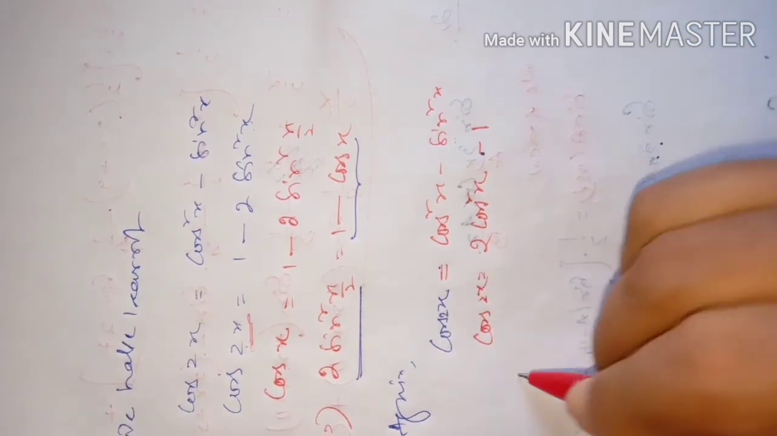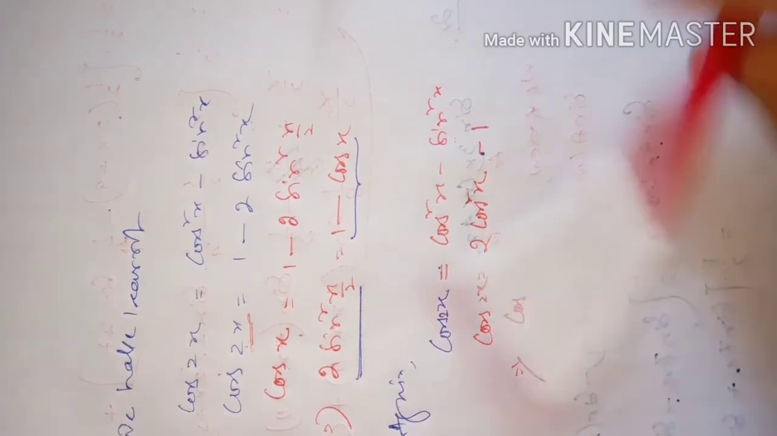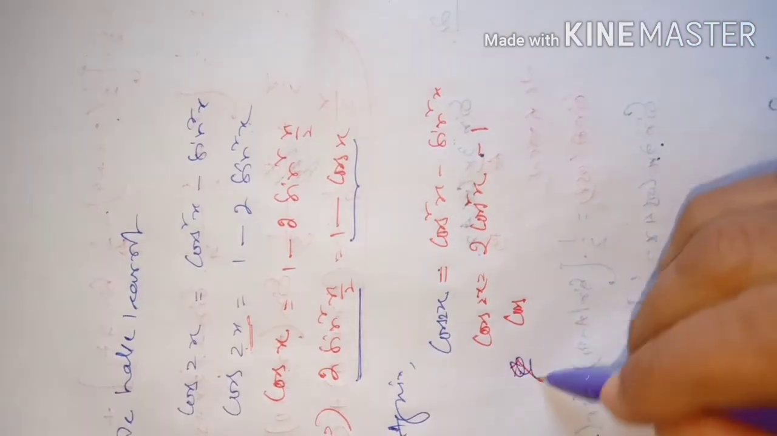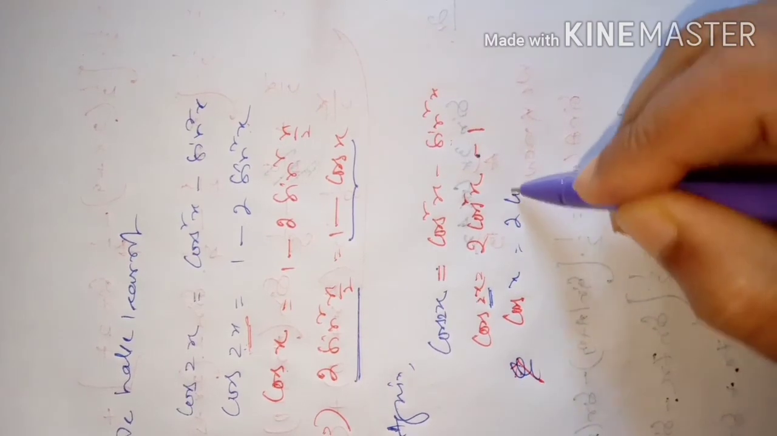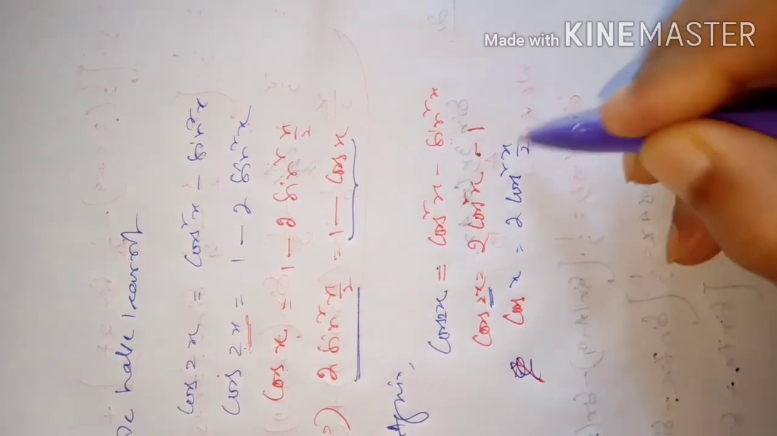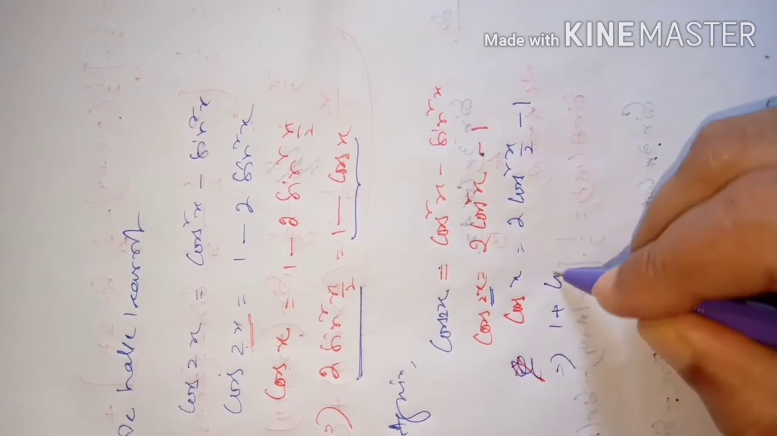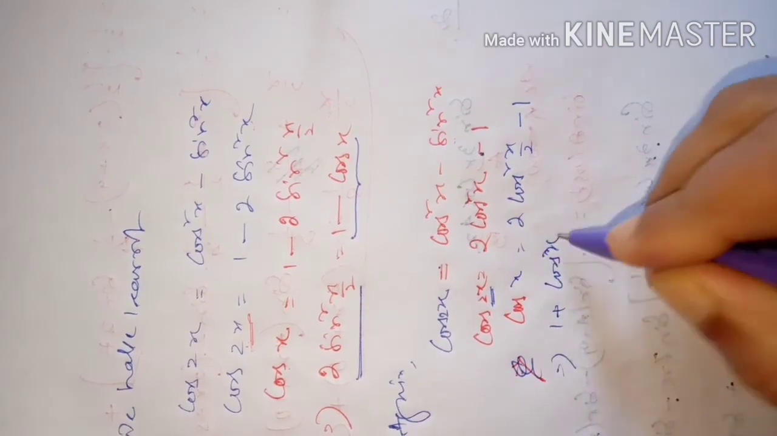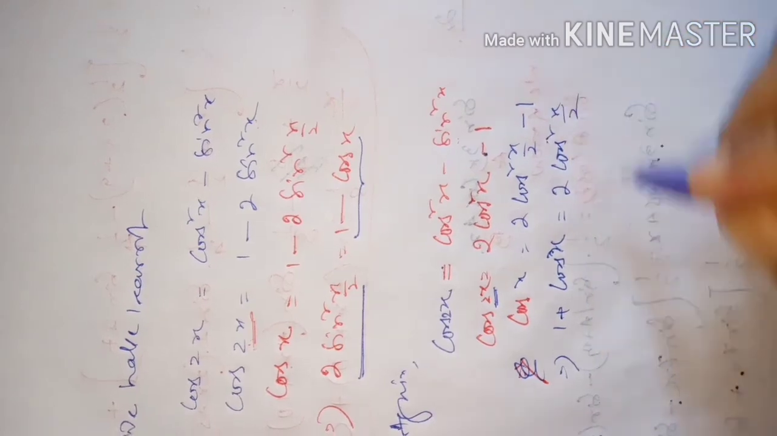Now if I have to write cos x, I write here cos x. Instead of twice x, I am writing here x. Then it will be 2 cos square x by 2 minus 1. If we take this 1 this side, then it will be 1 plus cos x equal to 2 cos square x by 2.